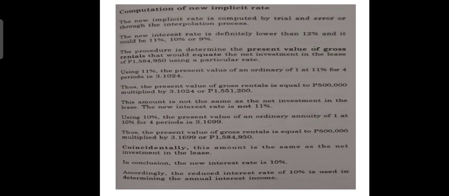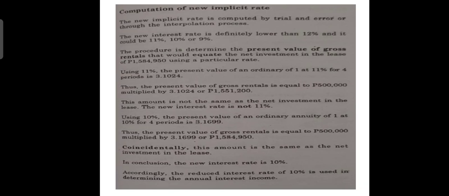Consequently, the initial direct cost would decrease the implicit interest rate in the lease. The problem therefore is the determination of the reduced implicit interest rate. The original implicit interest rate of 12% cannot be applied anymore because of the added initial direct cost. Computation of the new implicit rate. The new implicit rate is computed by trial and error or through the interpolation process. The new interest rate is definitely lower than 12% and it could be 11%, 10%, or even 9%.